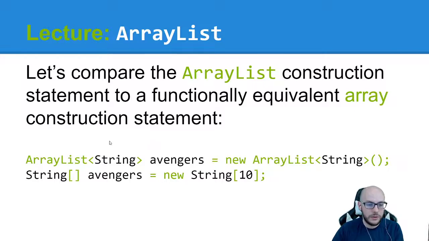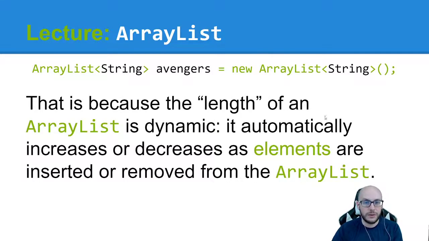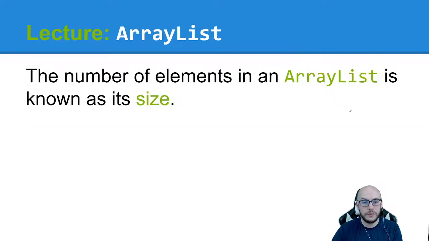So compared to our array construction statement, this is basically the same thing, right? Our ArrayList is able to store strings, so is this string array. So this is basically the same thing. Although you'll notice one key difference. There's no declaration of length. Okay, that's because the length of an ArrayList is dynamic. It'll automatically increase or decrease as elements are inserted or removed from the ArrayList.